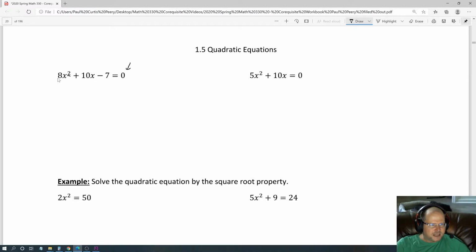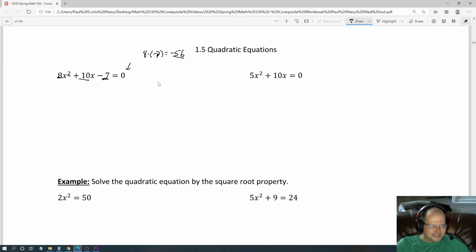Because this has an 8 leading coefficient, it's going to make things a little more complicated. We need to multiply the 8 by the negative 7. So 8 times negative 7 gives you a negative 56. Next, we want to find two numbers that we can multiply together to give you a negative 56, that if you add together give you a positive 10.